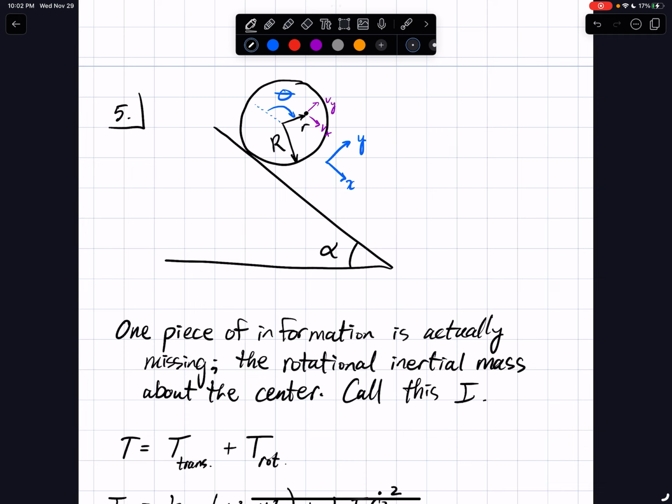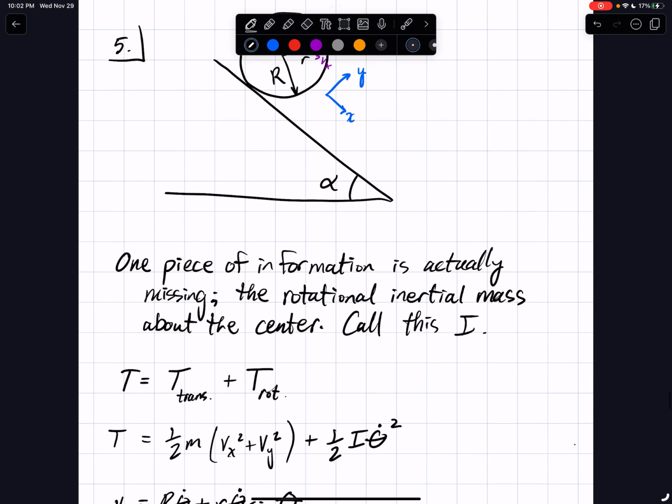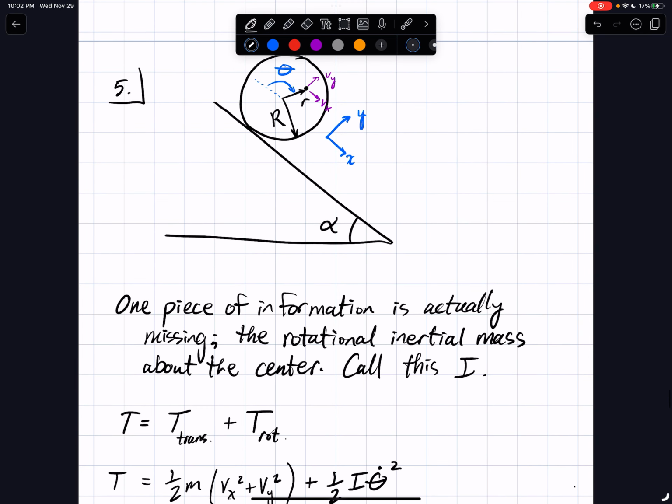So the inertial mass about that center point of rotation, we're just going to call that I. And then we're going to say the total kinetic energy is the translational energy of this object plus the rotational energy. And that's given by 1/2 mv squared plus 1/2 I theta dot squared. Now note v is now the velocity of this center of mass of the object, which is located here.